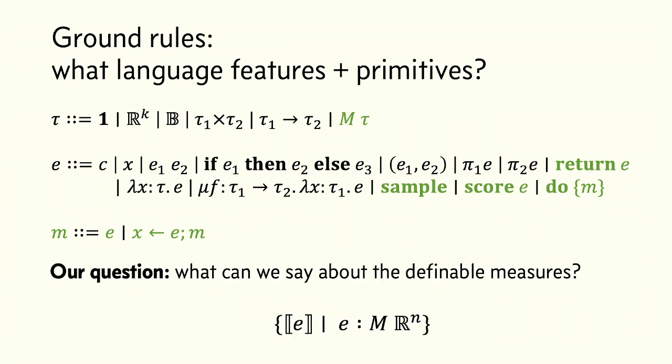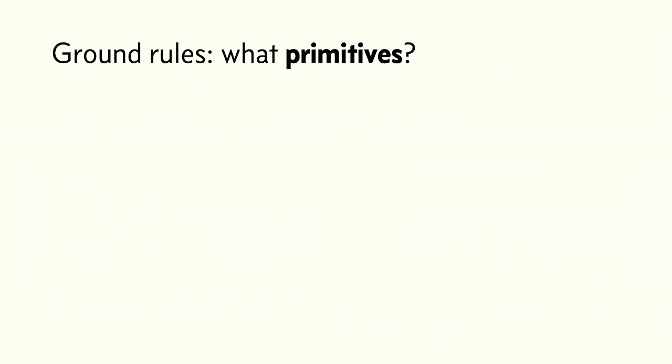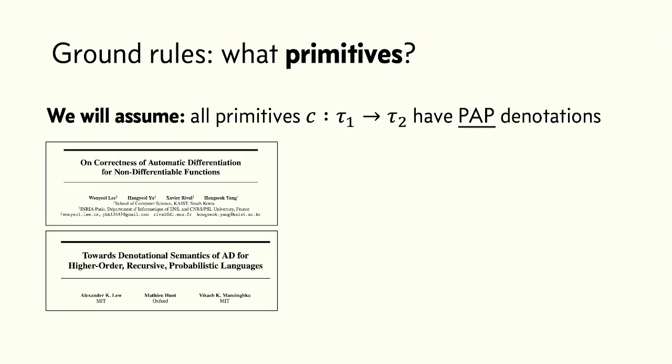So our question is just what can we say about the definable measures, the measures that lie in the image of this semantic function? And the key factor controlling the answer to that question is going to be what primitives we let into our language. There are lots of sensible choices here, but for this work, we're going to assume that the primitives are all piecewise analytic under analytic partition, or PAP.